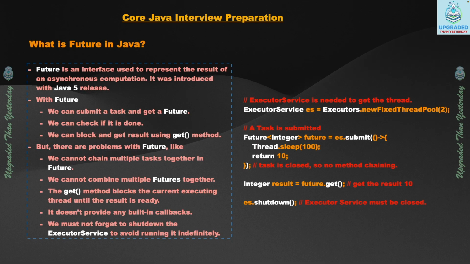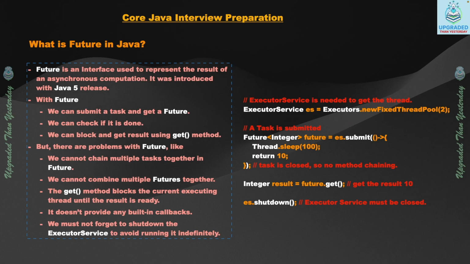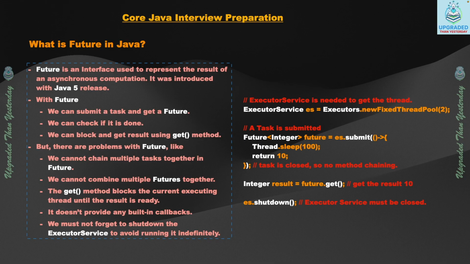With Future, we can submit a task and get a Future object. We can check if it is done. We can block the current executing thread and get the result using the get method. But there are problems with Future, like we cannot chain multiple tasks together. We cannot combine multiple futures together. The get method blocks the current executing thread until the result is ready. Also, it does not support any built-in callbacks.